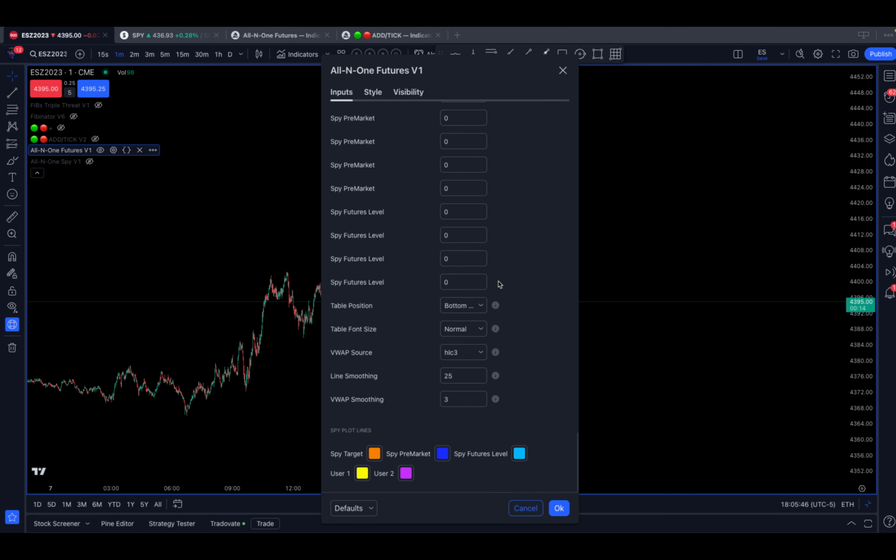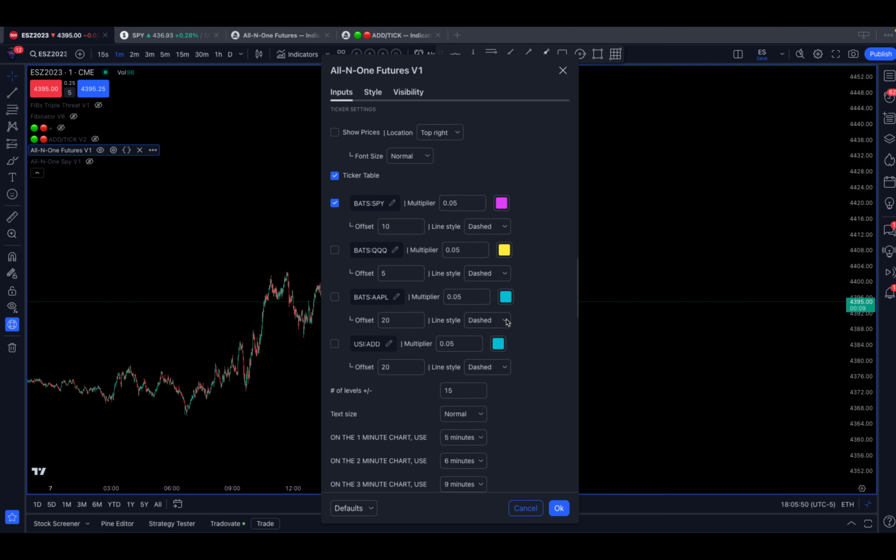And that's basically it for the all-in-one futures indicator. There's a quick rundown of it.